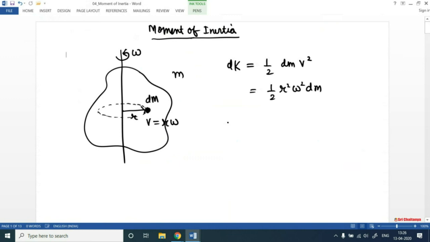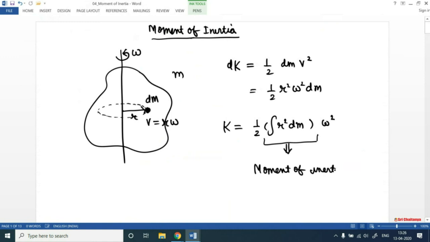If we wish to find the total kinetic energy, we need to integrate this term, and this becomes half, integral of r squared dm, multiplied with omega squared. So to find the kinetic energy of this rigid body undergoing fixed axis rotation, we need to find this quantity, the integral of r squared dm over the volume of the rigid body.